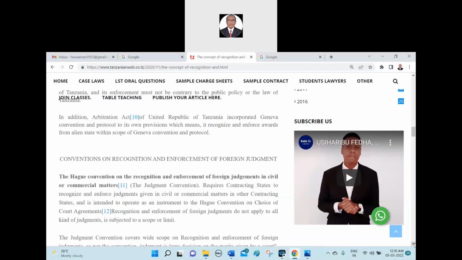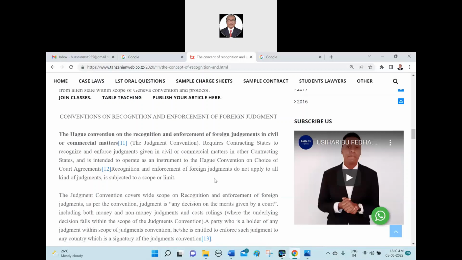That is called reverence. Now let us see the Convention on the Recognition and Enforcement of the Foreign Judgment, the Hague Convention. There are so many Hague conventions, but in different fields. But here is the Hague Convention on the Recognition and Enforcement of the Foreign Judgment in civil and commercial matters.